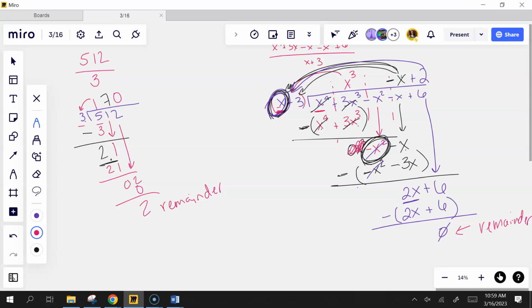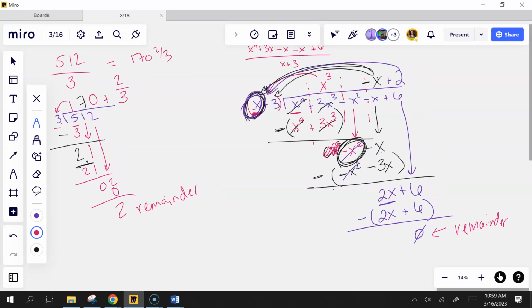You can always take the number and add to it the remainder over what you divided by. So this answer would be 170 and 2/3. Y'all never learned that. Well, now you did. Now you know. That's the way you can do it. And so if I come back to the polynomial, if that had not been 0, I would do plus whatever that remainder is over what's on the outside.